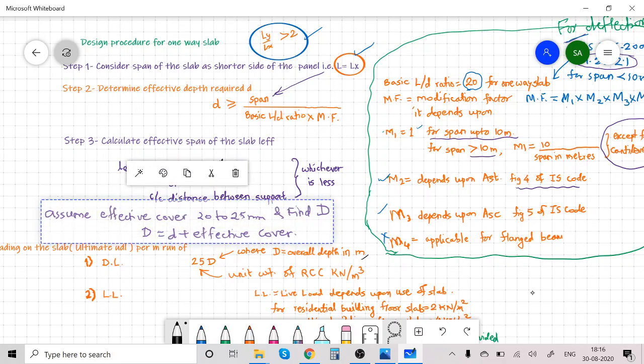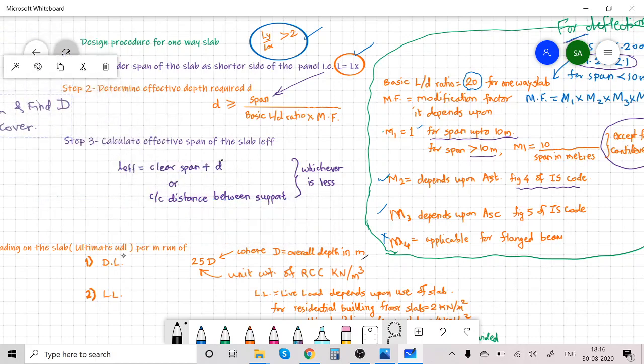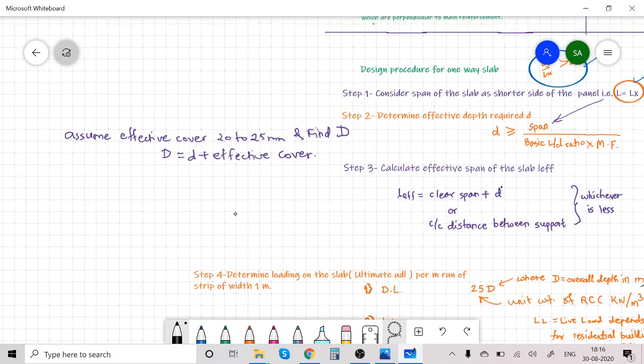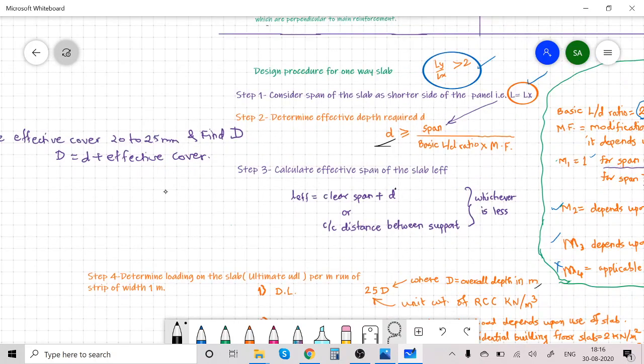Next step is to find capital D, that is overall depth. Overall depth is small d plus effective cover. For slab, you can assume effective cover as 20 to 25 mm. Then find capital D equal to small d, which is calculated in step number 2, plus effective cover 20 to 25 mm.